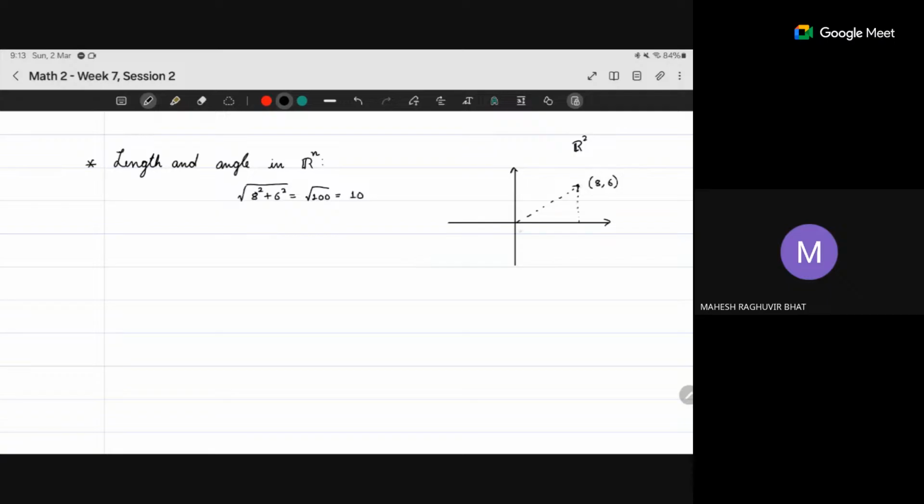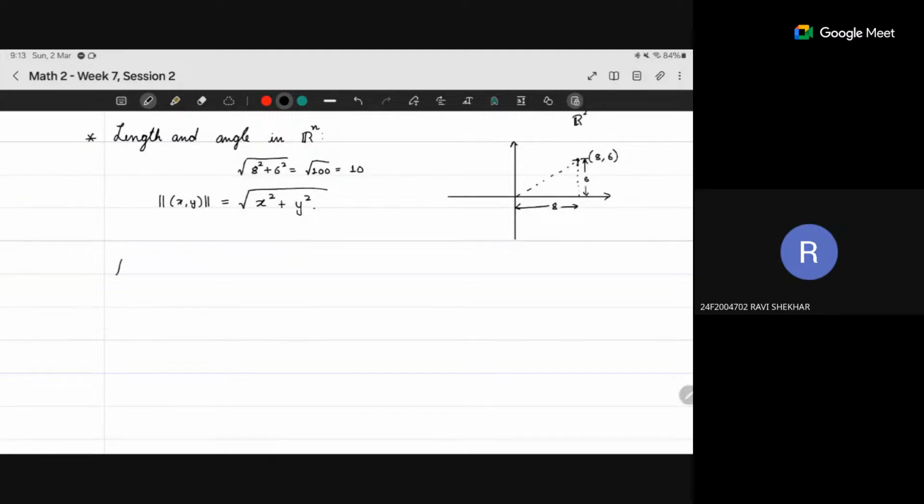So how do you actually do it? This is 8 units. This is 6 units. And then you use Pythagoras theorem. In general, I'll use this notation. What is this equal to? Square root of x squared plus y squared. So this is the very familiar notion of length of a vector in R2.